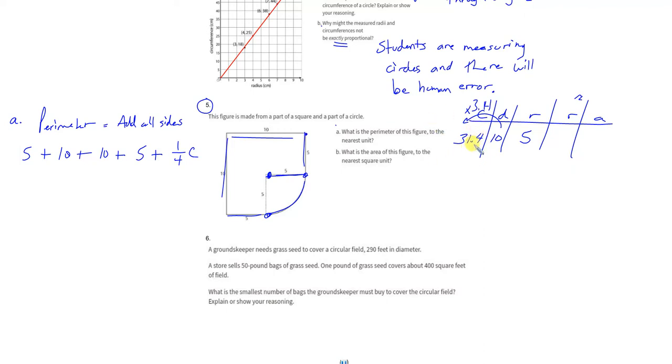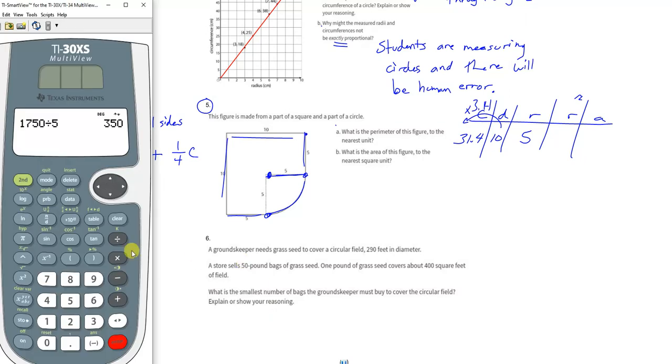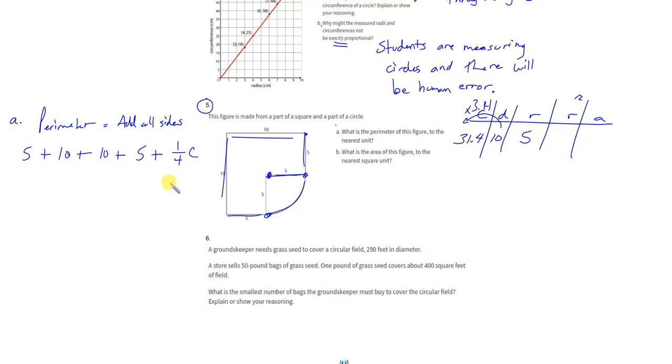I get 31.4. That's pretty easy. So that is a full circumference, but remember that we want 1/4 of that. So if I take my 31.4 and divide it by 4, we will have the number that we're looking for, which is 7.85. So 7.85 is the distance of this curve. And we add it to all of our other junk. 10 is 20, plus 5, 25, 30. So 30 plus that, we get 37.85. And that is units. It doesn't really give anything else, so I'm just going to say units.